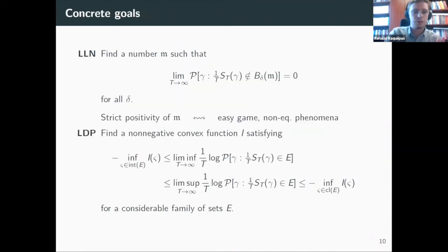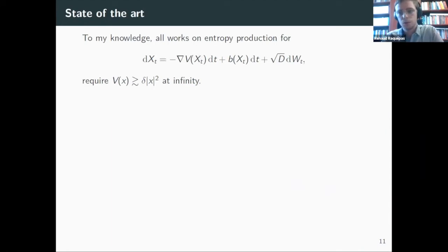I told you I'm working with some non-degenerate diffusion. In that context, people had looked at entropy production before, so I wanted to give you an idea of what was known. To my knowledge, whenever people look at equations like this, they ask that V grows at least quadratically at infinity. That's because if V grows, then minus the gradient of V points towards the center, and so it prevents a lot of pathological behaviors like escape to infinity. So it ensures some stability properties, and it ensures, for example, that there's a unique invariant measure for the process.